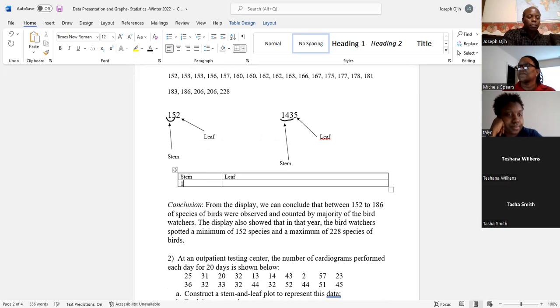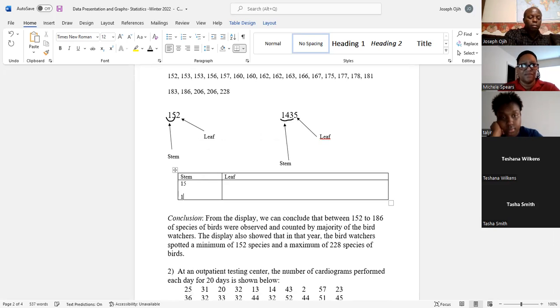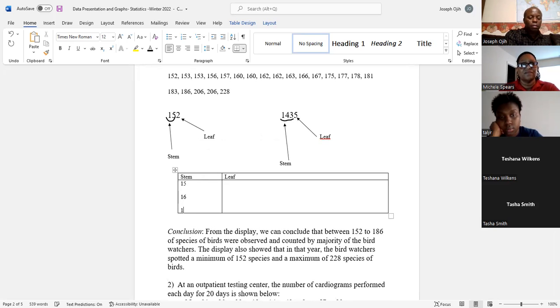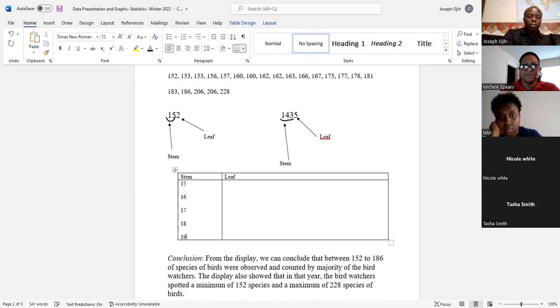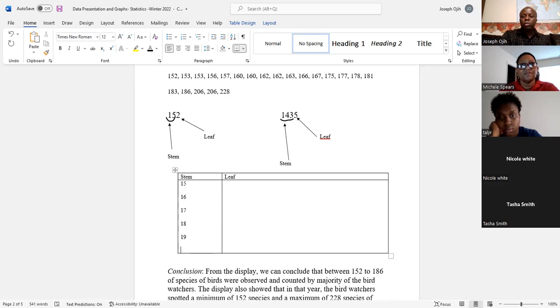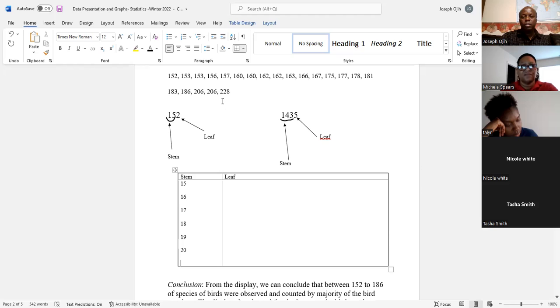So we have 15 here, 16, 17, 18 and 20. Now we don't have 19, but you have to count it anyway because it will help you identify any pattern on the stem and leaf plot. We don't put any number there, but we still put the stem so that you can know if there's a pattern or an outlier. We're going to do outliers tonight, so you can see what I mean. Then we have 20. We don't have 21, but we have 22, so you still have to put 21 and 22.